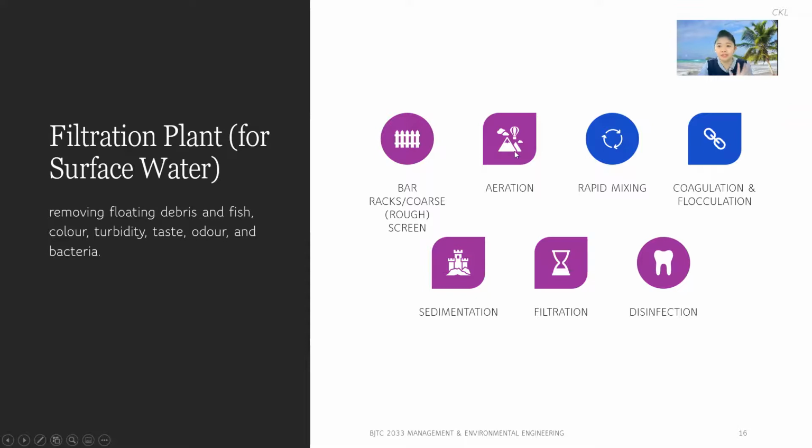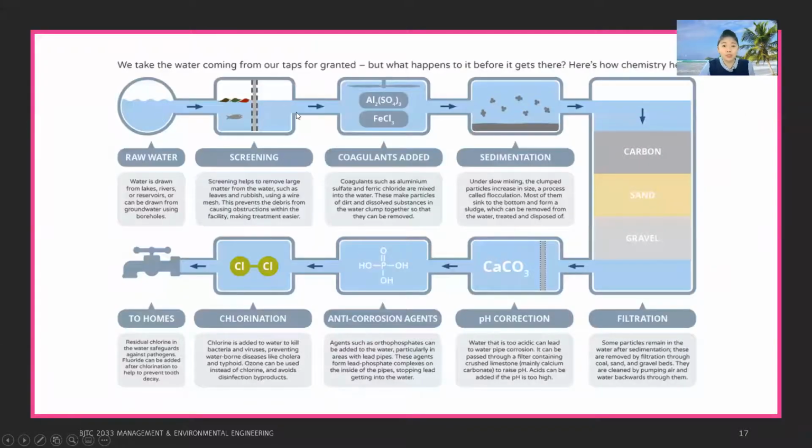Okay, so this is the process. You can see the process is actually similar. You still have aeration, rapid mixing, coagulation and flocculation, sedimentation, filtration, and then disinfection. The difference is only that for groundwater we have the softening process, and for filtration we have the bar rocks. This is like the gate. We want to filter out all those bigger size items, removing the floating debris and fish, color, turbidity, taste, odor, and bacteria. Right. So this is the complete process that we have.